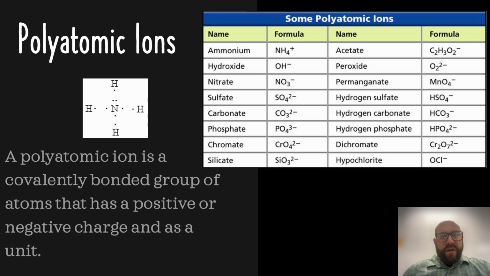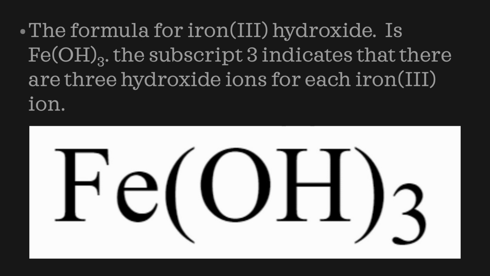A polyatomic ion is a covalently bonded group of atoms that has a positive or negative charge and acts as a unit. The table here shows names and formulas of some of the polyatomic ions. The formula for iron(III) hydroxide is Fe(OH)3. The subscript 3 indicates that there are 3 hydroxide ions for each iron(III) ion.